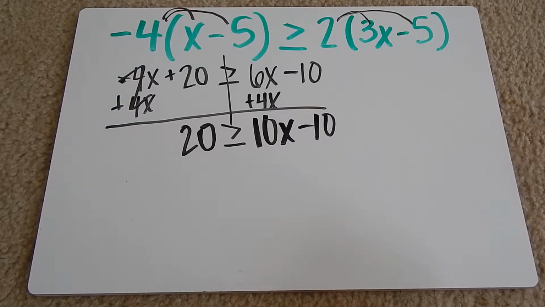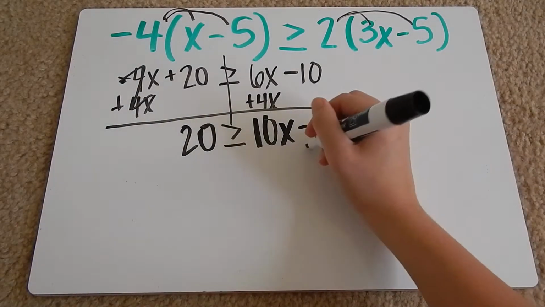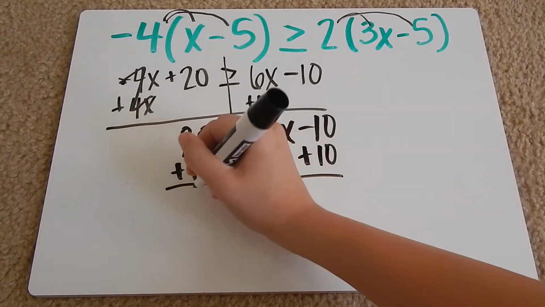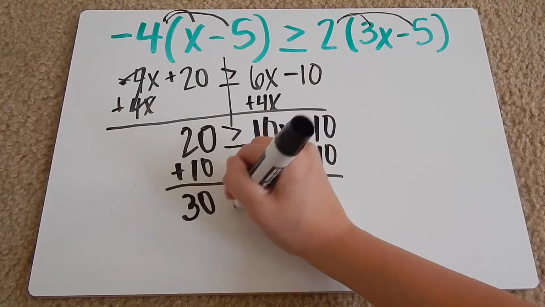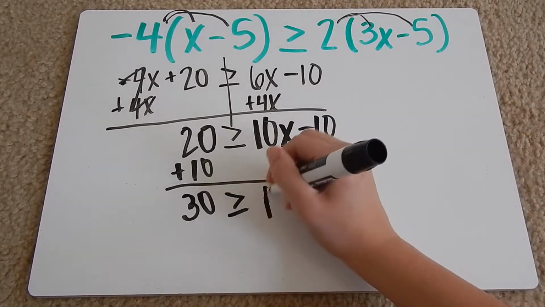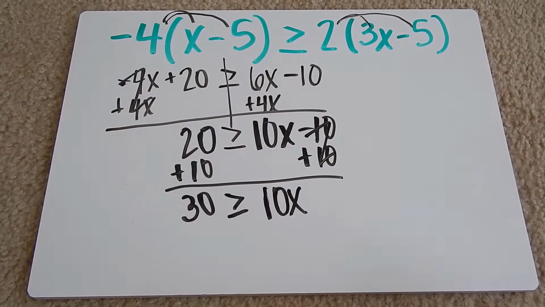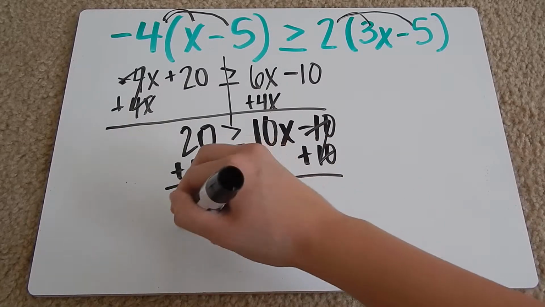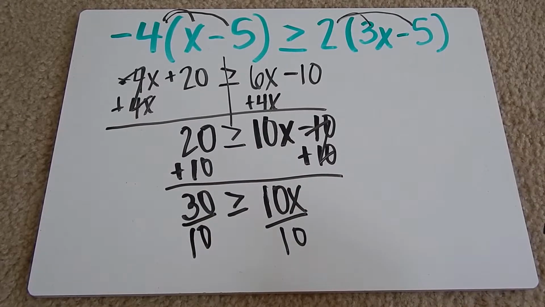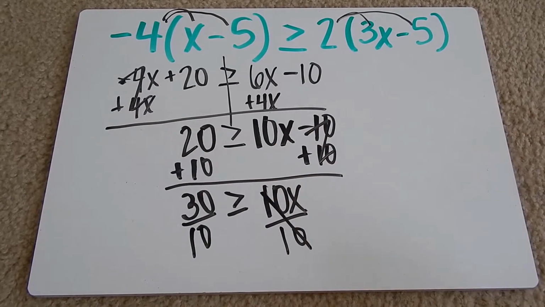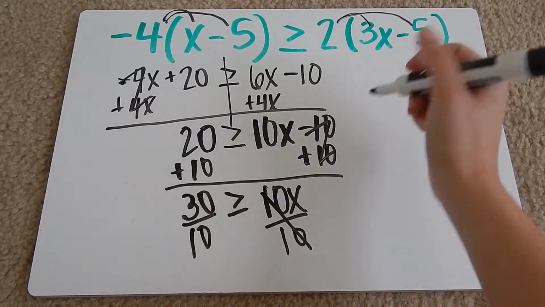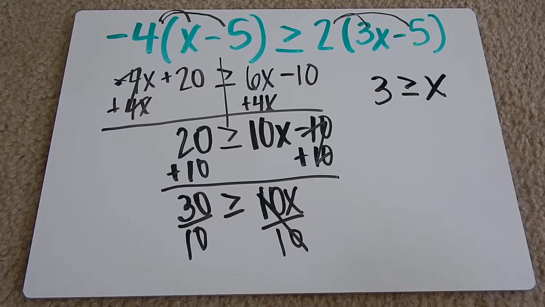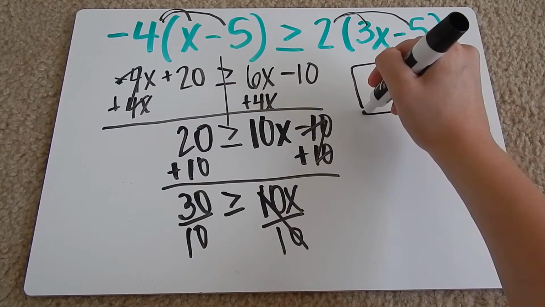Then this just becomes a two-step inequality to solve, so I'm going to add 10 to both sides, trying to get x by itself. 30 is greater than or equal to 10x. Those will zero. My last step is to divide. I'm dividing by a positive 10, which means my inequality symbol is going to stay the same. So 30 divided by 10 is 3. Is greater than or equal to x. Now, that is my answer.